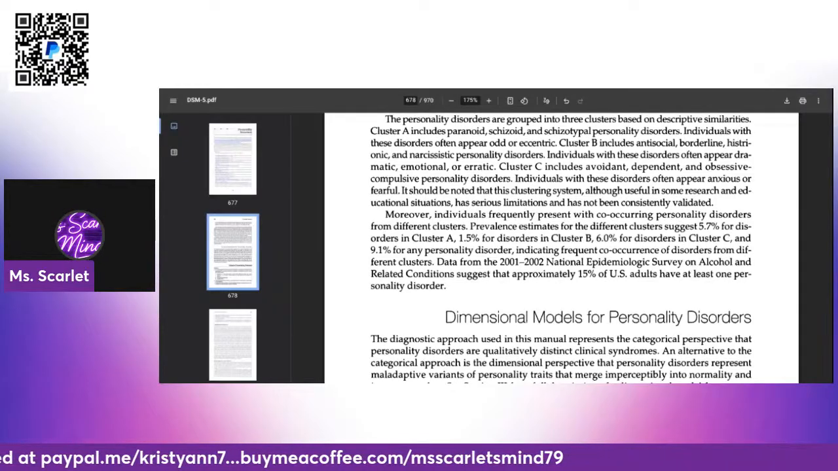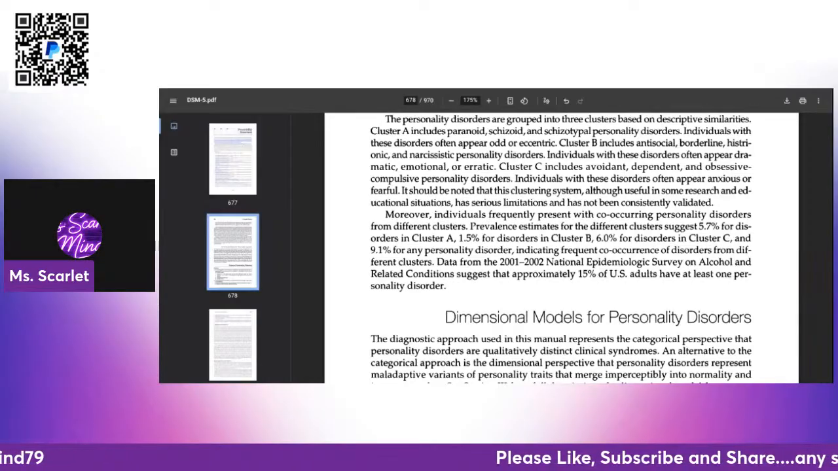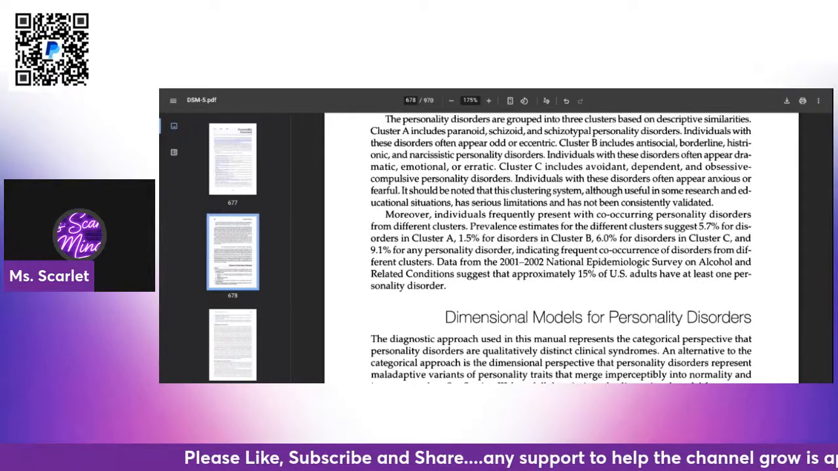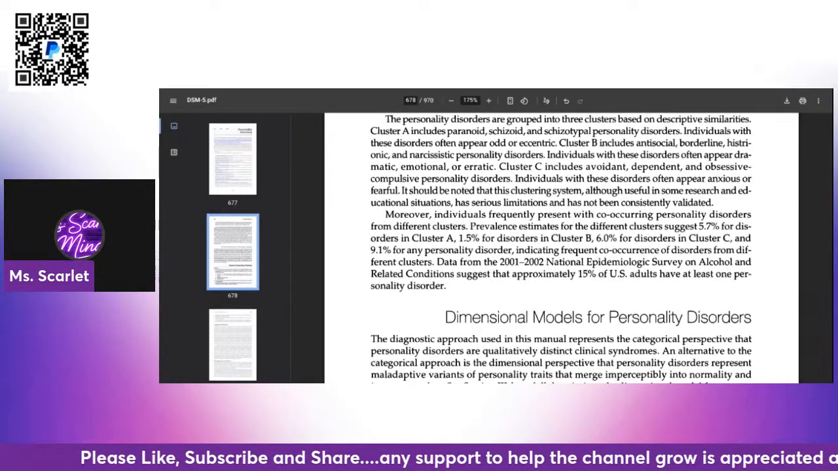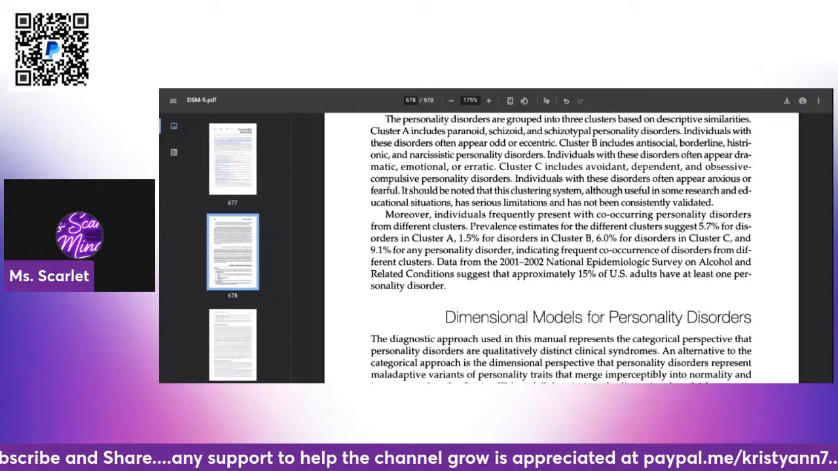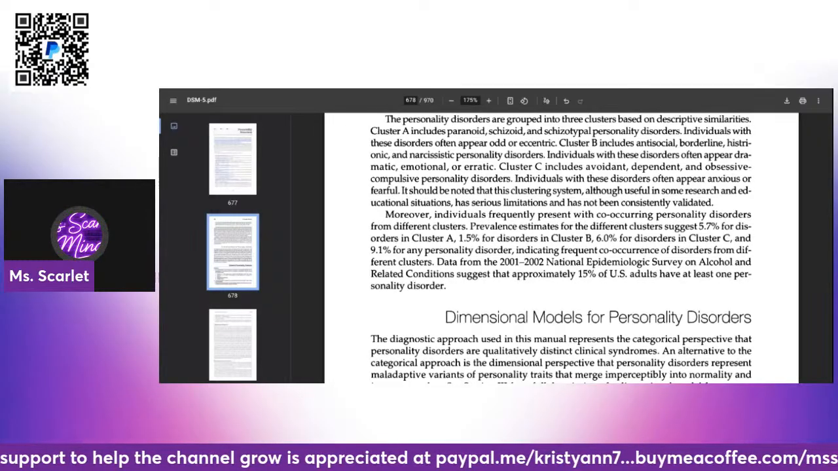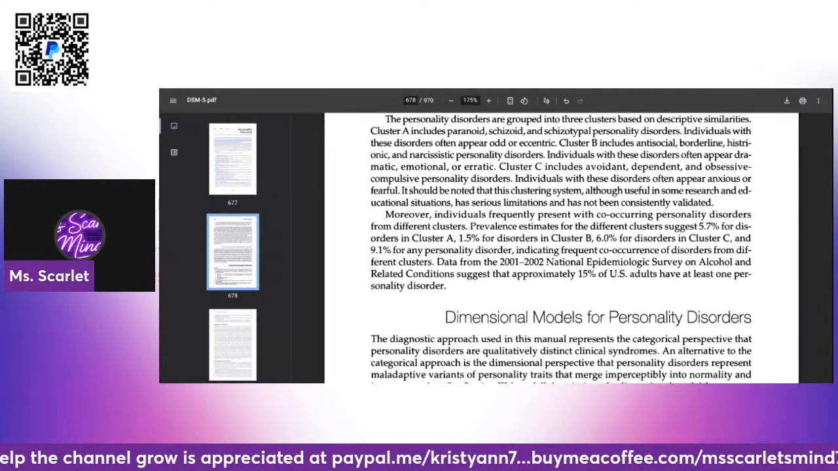Cluster B includes antisocial, borderline, histrionic, and narcissistic personality disorders. Individuals with these disorders often appear dramatic, emotional, and/or erratic. Cluster C includes avoidant, dependent, and obsessive-compulsive personality disorders. Individuals with these disorders often appear anxious or fearful. It should be noted that this clustering system, although useful in some research and educational situations, has serious limitations and has not been consistently validated.